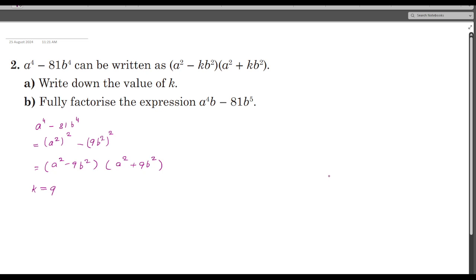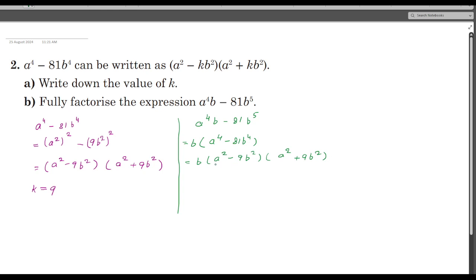Then the second question is fully factorize the expression a power 4b minus 81 b power 5. Now if you see, you can take b common over here. So if you take b common, it is a power 4 minus 81 b power 4, and a power 4 minus 81 b power 4 we can write as a square minus 9b square in one bracket and a square plus 9b square in other bracket.